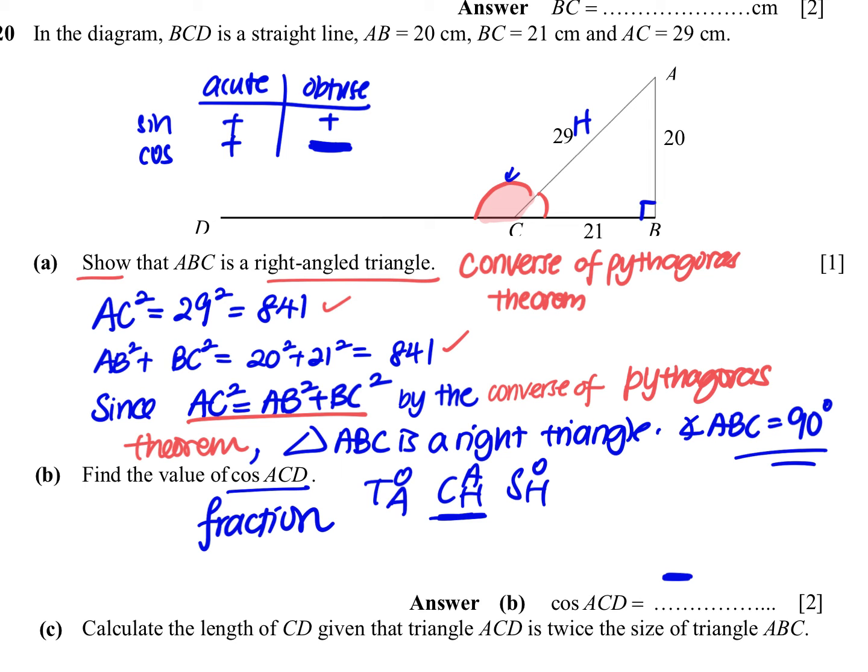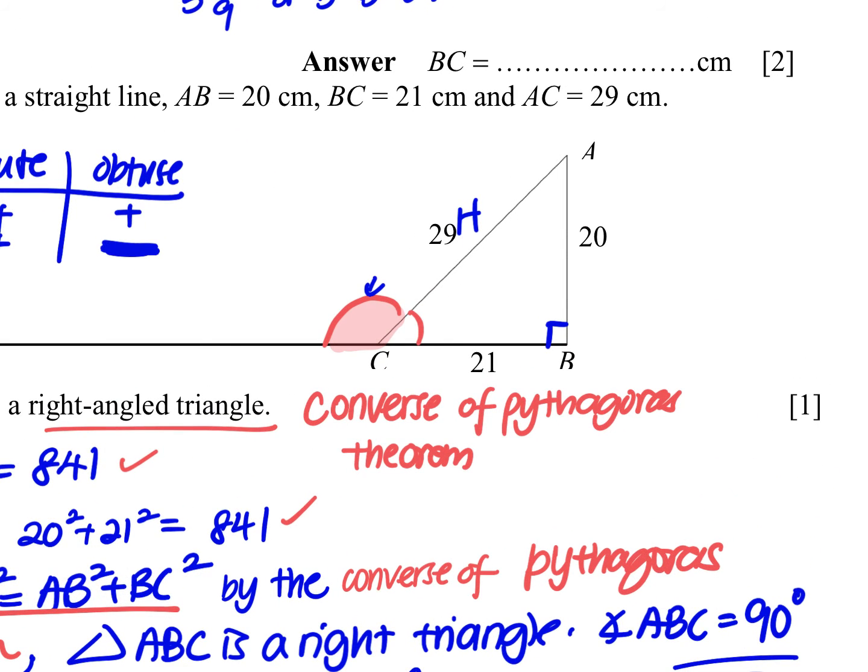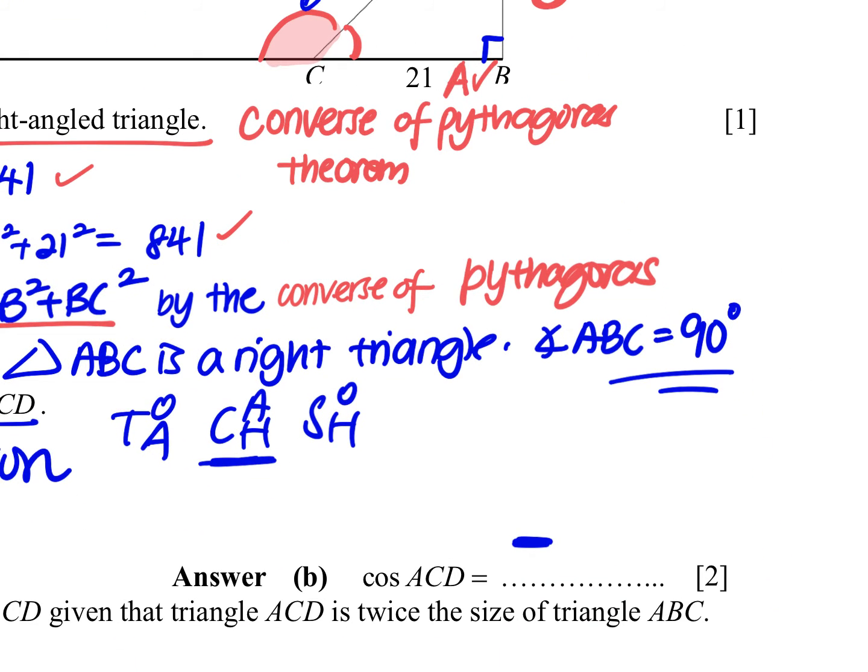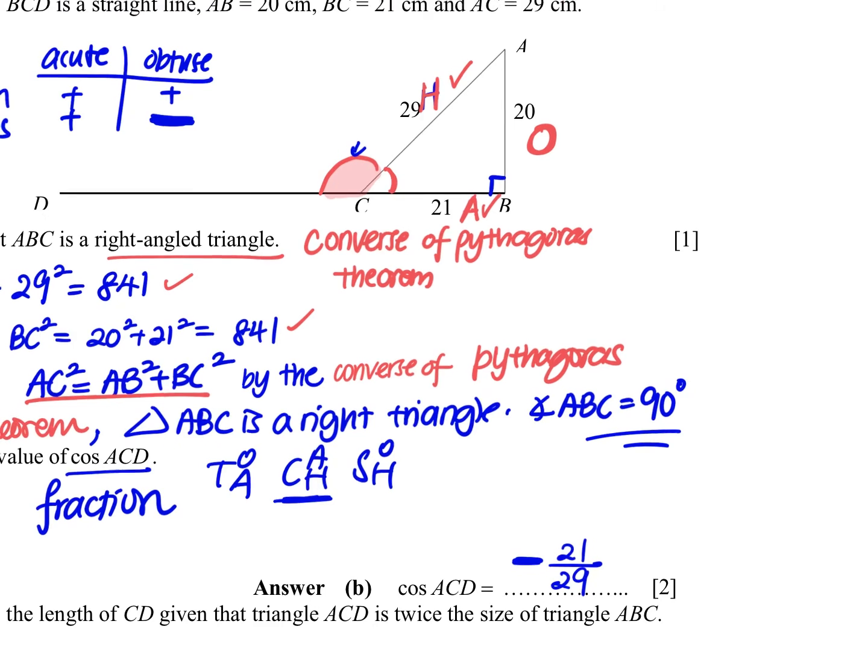Negative something over something. Let's label the sides over here. If this is my angle A, opposite will be here. This is definitely my hypotenuse. So the 21 will be the adjacent. So they want cosine: adjacent over hypotenuse. That will be what number over what number? 21 over 29. But there is a negative sign over there. So it's negative 21 over 29.